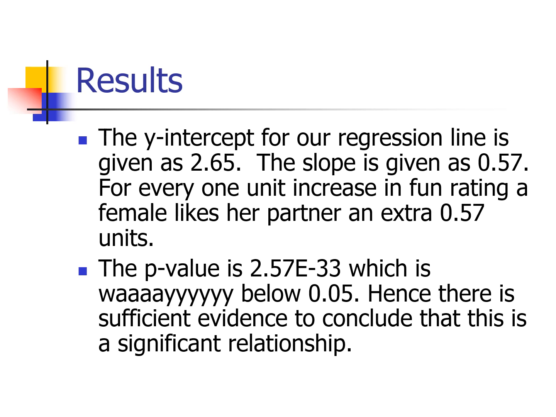So I just summarized this. The y-intercept for our regression line is 2.65. The slope is 0.57. For every 1 unit increase in fun, a female likes her partner an extra 0.57 units. The p-value is 2.57 e to the negative 33, very small, way below 0.05. So there is sufficient evidence to conclude that there is a significant relationship. Pretty cool, right?